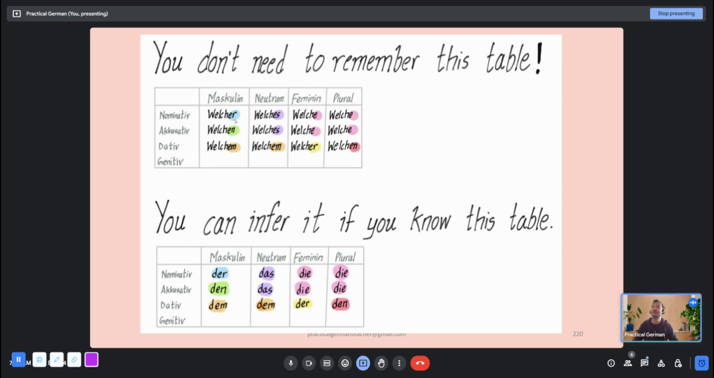Rishabh, you can read them if you don't mind. Yeah, sure. Nominative masculine, Welcher. Nominative neutrum, Welches. Nominative feminine, Welcher. Nominative plural, Welcher. Accusative masculine, Welchen. Accusative neutrum, Welches. Accusative feminine, Welcher. Accusative plural, Welcher. Dative masculine, Welchem. Dative neutrum, Welchem. Dative feminine, Welcher. Dative plural, Welchen.